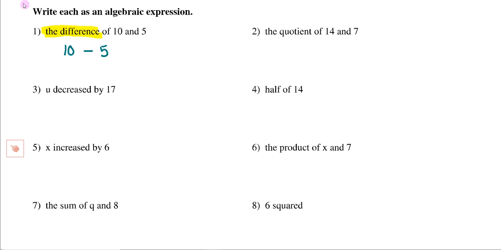All right. We went through the quotient last time. Did you all pick out the quotient one? What does finding the quotient mean? Divide. So what's the quotient of 14 and 7 then? 2. But how would I write it? Sorry, my bad. 14 over 7, 14 divided by 7.